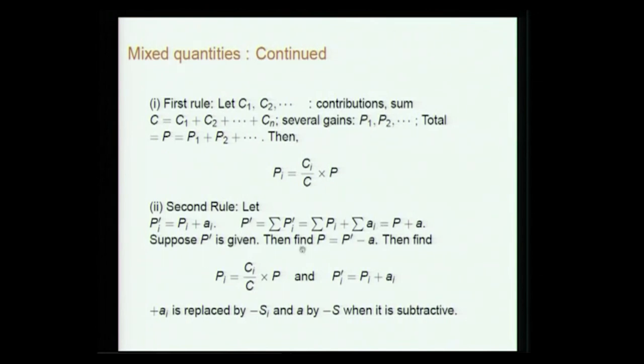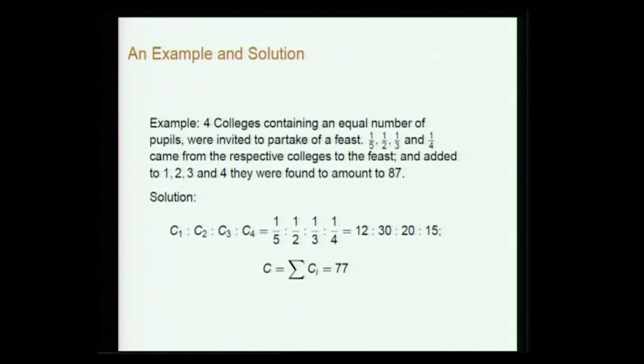Then suppose P prime is given. Then find P is equal to P prime minus A, and from P you get C i by C into P, and P prime i is P i plus A i. If you discuss an example, probably it will be clear.